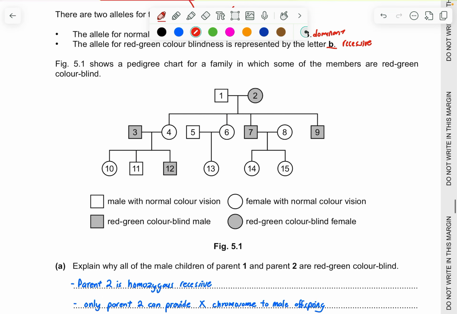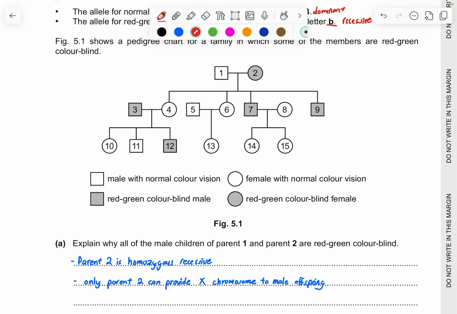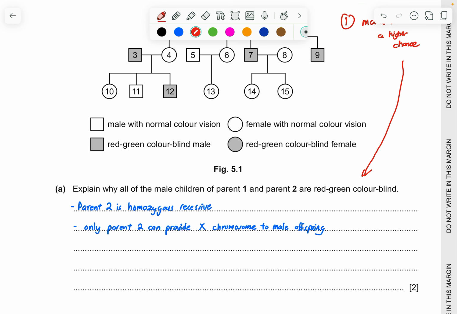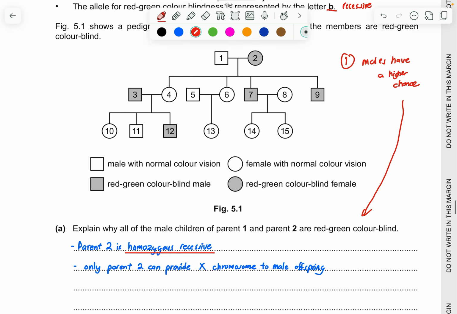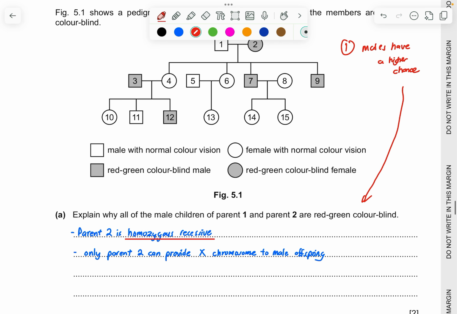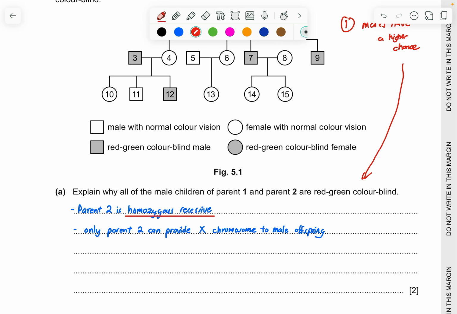Now they've given you this pedigree chart. You may have to analyze this properly and take some time to see how this is being caused here and there. You can see that in an X-linked recessive, males have a higher chance of getting the disease. Generally, in most X-linked recessive conditions, males have a higher chance. Why is that? Now the first question comes to this part. Explain why all the male children of parent 1 and parent 2 are red-green color blind. Because parent 2 is homozygous recessive, and only parent 2 can provide the X chromosome to the male offspring. That's quite straightforward.